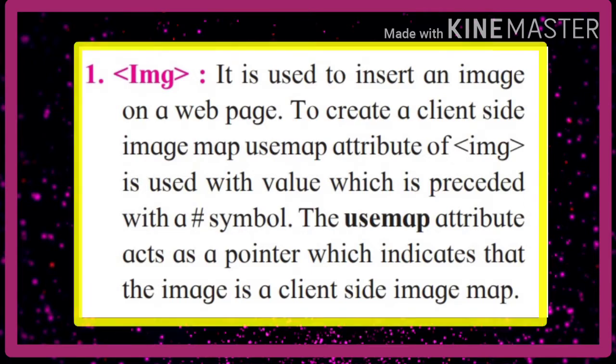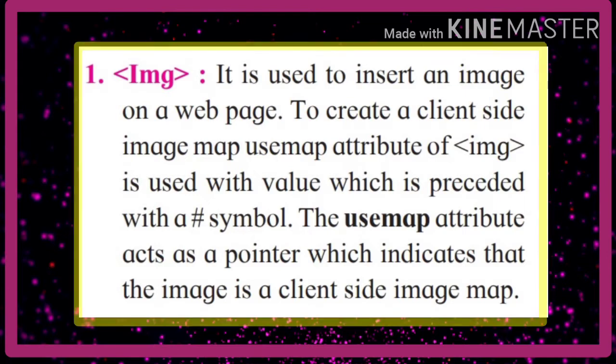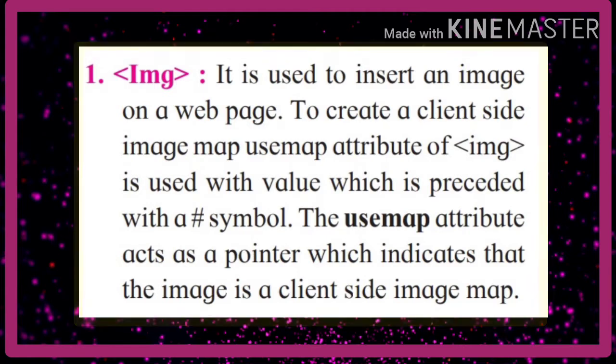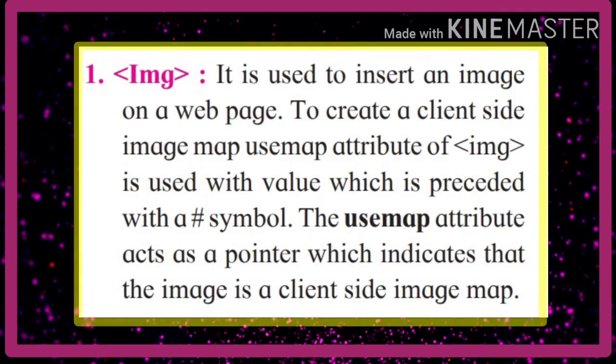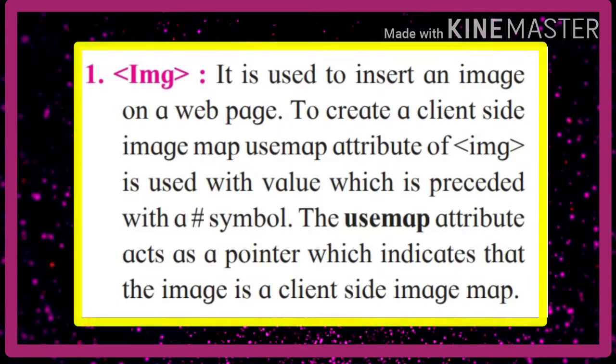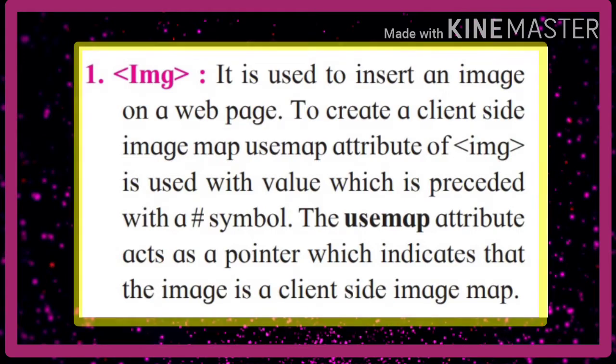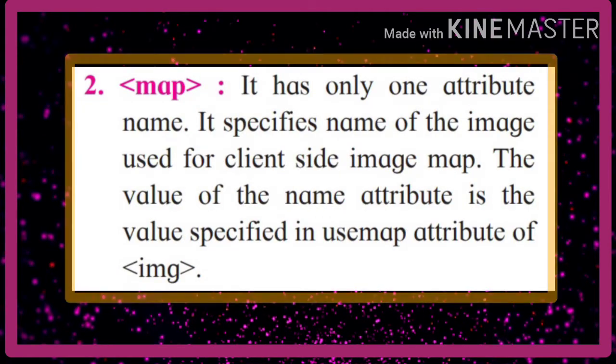To create a client side image map, the usemap attribute of the img tag is used with a value which is preceded with a hash symbol. The usemap attribute acts as a pointer which indicates that the image is a client side image map. The value of the usemap attribute of the img tag should be the same as the name attribute value except the hash symbol. Means the value of the name attribute of the map tag doesn't contain a hash symbol.